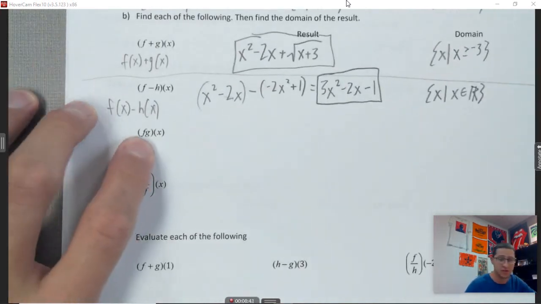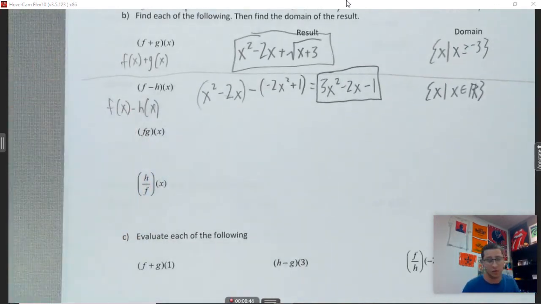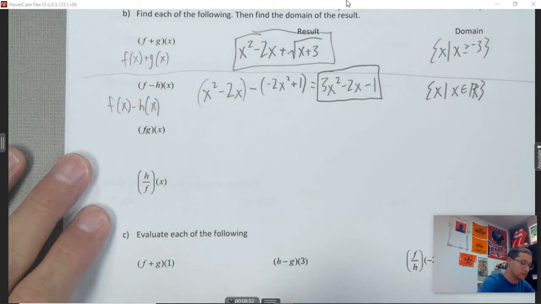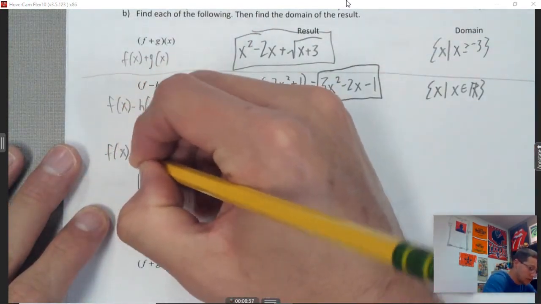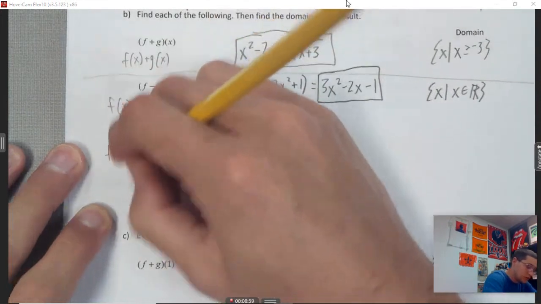Okay, f times g of x. So with multiplying, right, you've either got FOIL or you've got distributing. So that's probably what you're going to end up doing. Let's just see what ends up happening with f and g. Okay, so f of x times g of x.